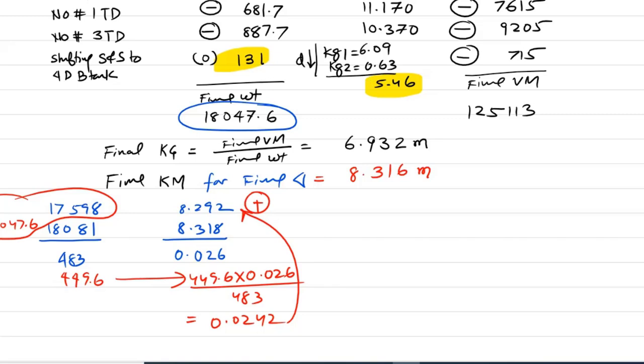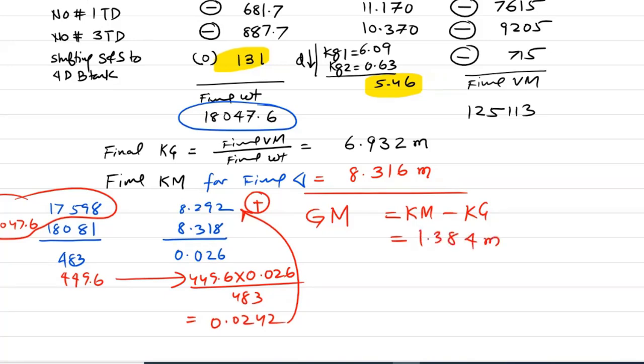So what is the GM? Difference? KM minus KG. KM minus KG. That's what you have already studied in intact stability. 8.316 minus 6.932 is 1.38.